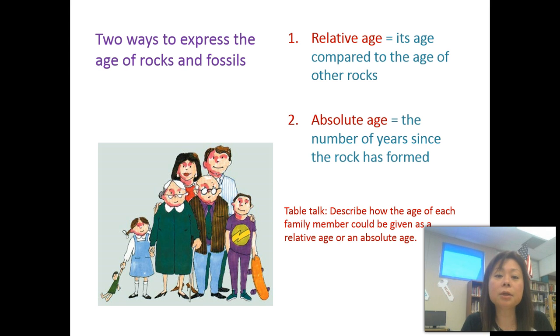So I would like you to pause this video and look at this picture of the family and give the relative and absolute age of each of the members. Okay, did you do that? Okay, so then you might say, Father is 45 years old, Grandma is 67 years old, and Jane is 3 years old, and that would be the absolute age.